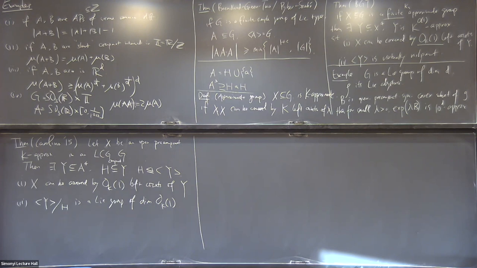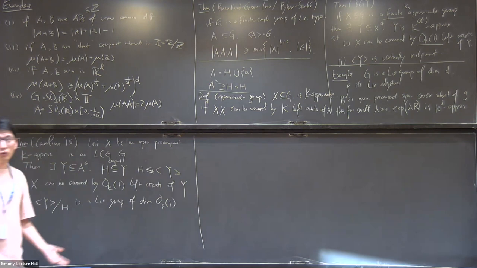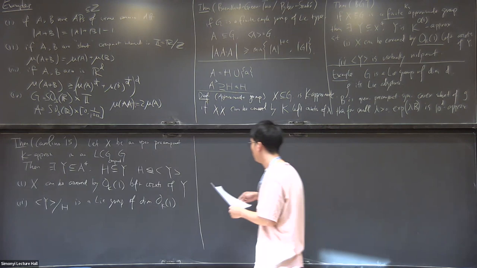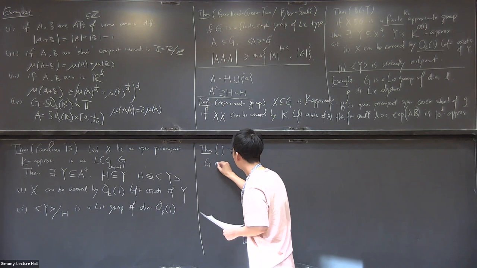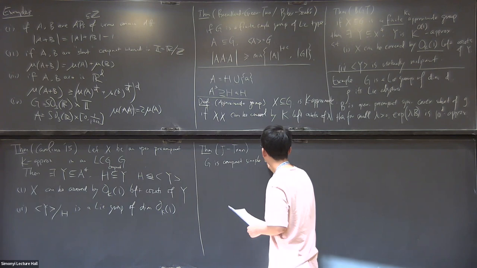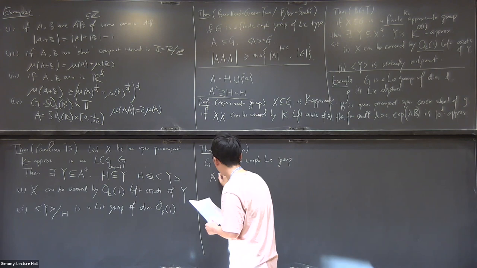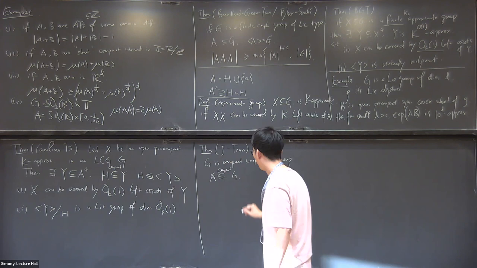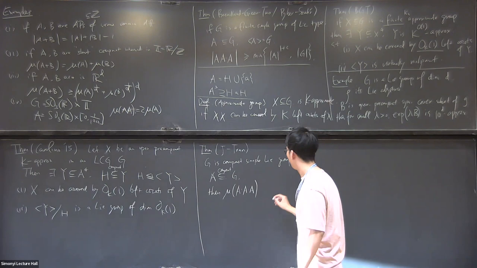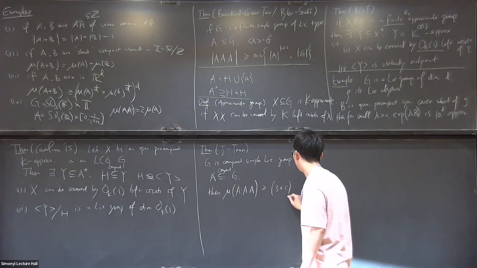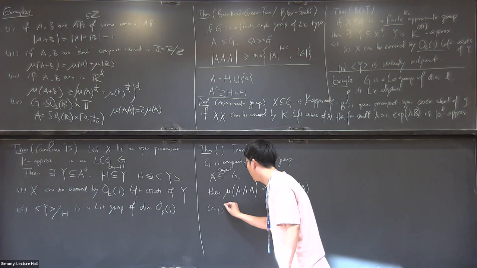So I want to talk about some of my results, which give some quantitative understanding for Lie groups. The first result: let G be a compact simple Lie group, and A a compact subset of G. Then the measure should be at least 3 plus c. Here c can be taken to be 10 to the negative 17. So it is a computable bound.